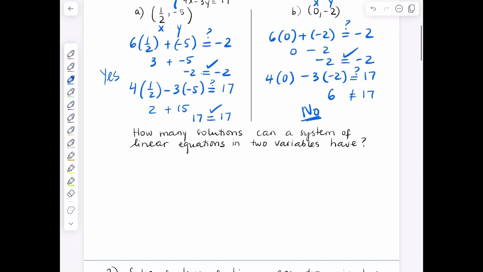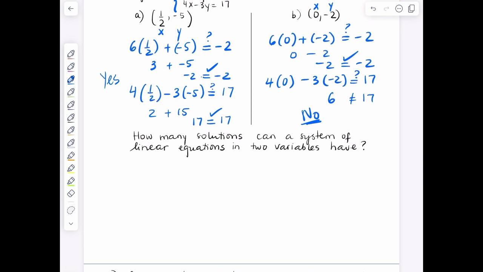Now the question is, how many solutions can a system of linear equations in two variables have? Well, let's see how many different ways two equations can appear in the same coordinate system. So we all know that the graph for each linear equation is a straight line. So if there are two equations, you should expect to get two straight lines. So let's say this is the first straight line. Second straight line could go like this. So as you can see, they are intersecting at one point.